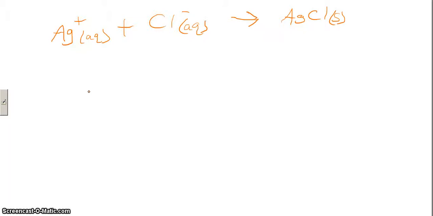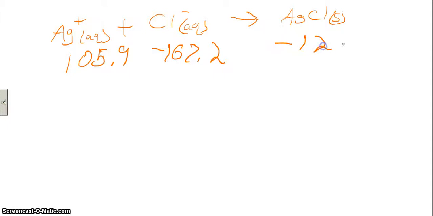And we do the same thing as we did before. We write down the given enthalpies of formation. So Ag plus is 105.9 kilojoules. Cl minus is negative 167.2 kilojoules. And AgCl is negative 127 kilojoules. Then we take products minus reactants like we did before.